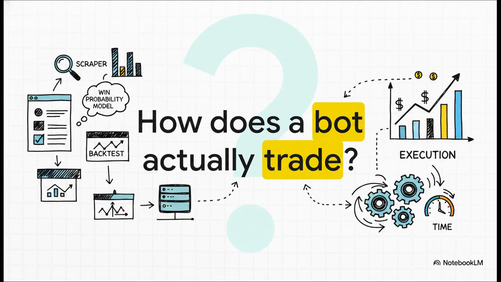How does a bot actually pull the trigger? It's the million-dollar question when you're getting into algorithmic trading. We all get the isolated pieces. We know how scrapers work, we understand win probability models, we know how to run a solid backtest. But how does a bot actually execute when all these moving parts have to fire together in real time? How does it transform from a static script into a dynamic player in the market? Well, that is exactly the journey we're mapping out today.